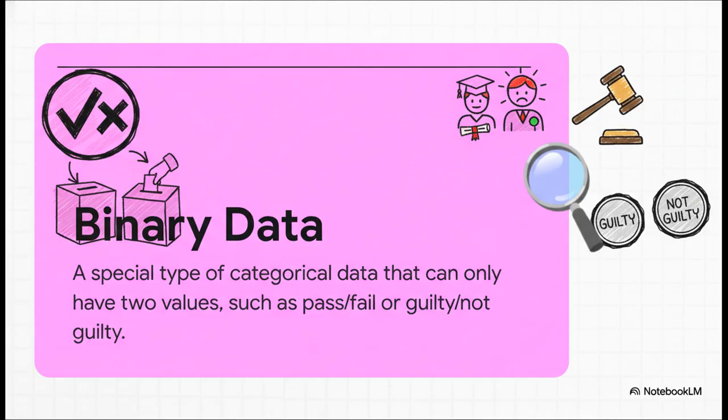And finally, we have the simplest of them all: binary data. It can only have 2 values. That's it. It's a simple yes or no, on or off. Did a person vote? Guilty or not guilty? Pass or fail? It is the most basic form of categorical data you can get, with just 2 options.